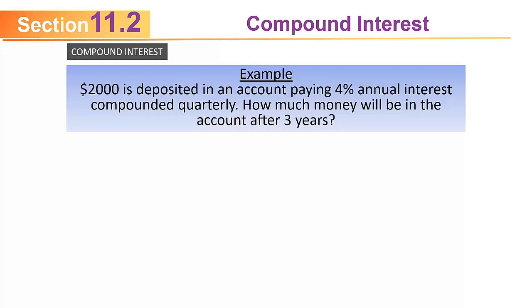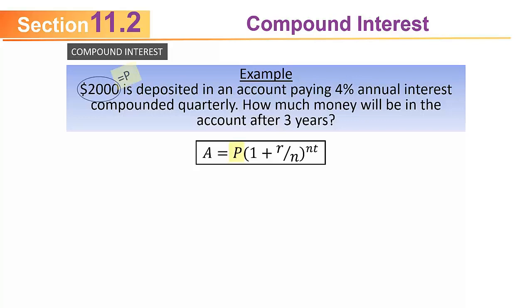For example, $2,000 is deposited in an account paying 4% annual interest compounded quarterly. How much money will be in the account after 3 years? Using the formula, principal is the amount you started with. You put in $2,000, so the principal is $2,000.